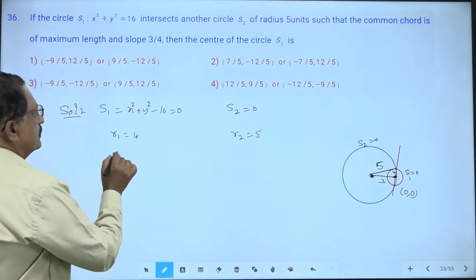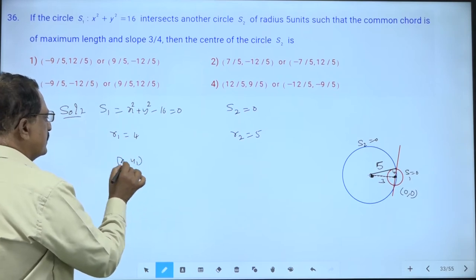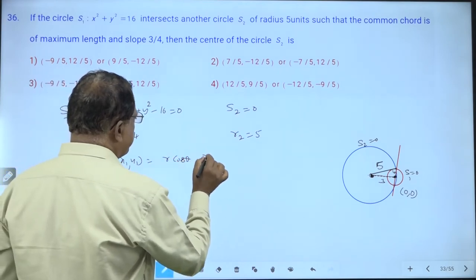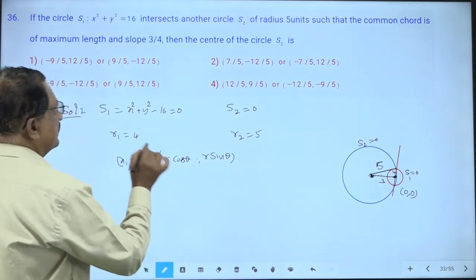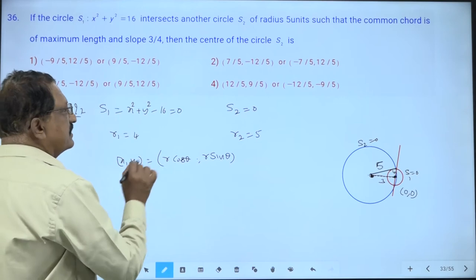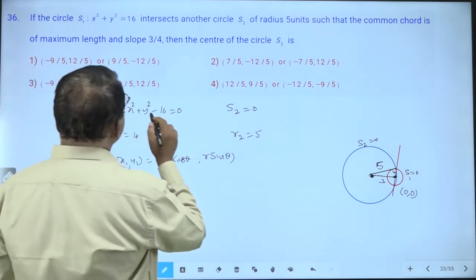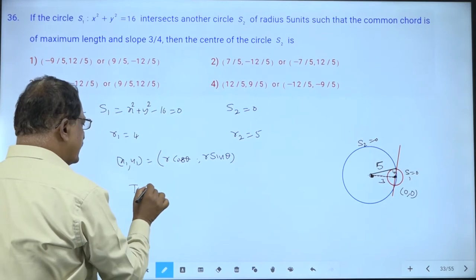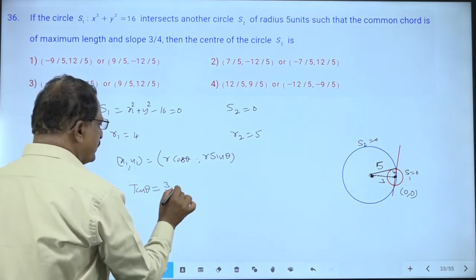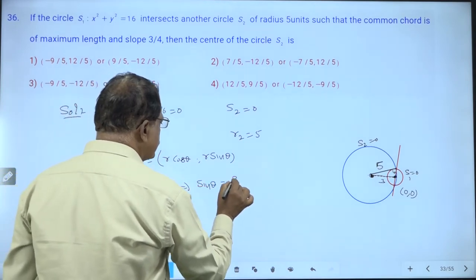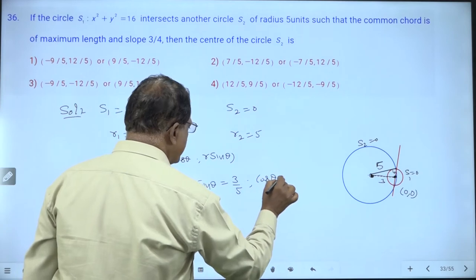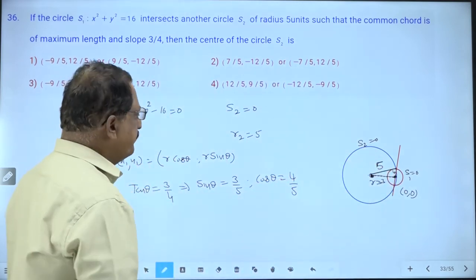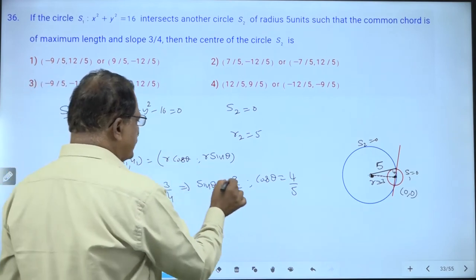Now, point (x1, y1) equals (r cos theta, r sin theta) or (minus r cos theta, minus r sin theta). Now here theta is given by the slope: tan theta equals 3/4, which implies sin theta equals 3/5 and cos theta equals 4/5. Now, here distance r equals 3. So r cos theta, r sin theta.